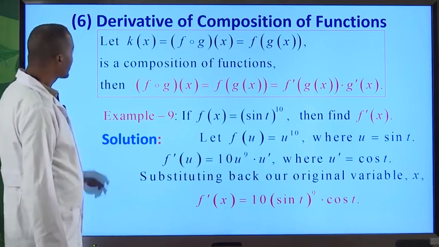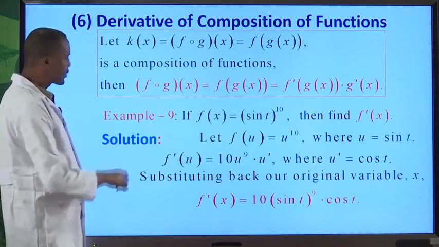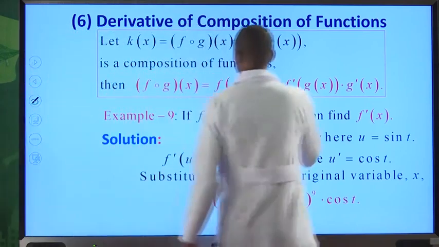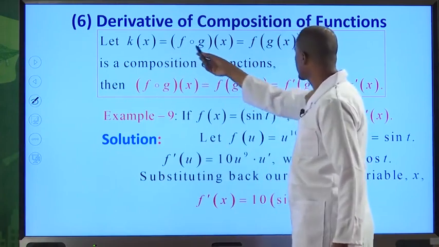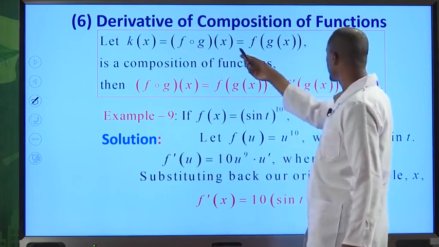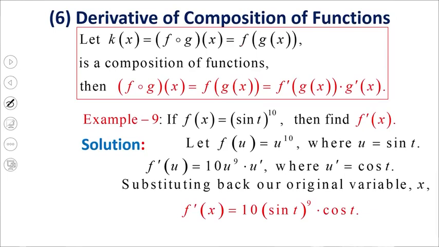The sixth one is derivative of composition of functions. By composition of functions, we mean, for example, let k of x be f∘g, meaning f of g of x. That is called a composition of function. Then this f of g of x, its derivative, or first of all, it can be written as (f∘g)'(x). That is the way it is abbreviated here.